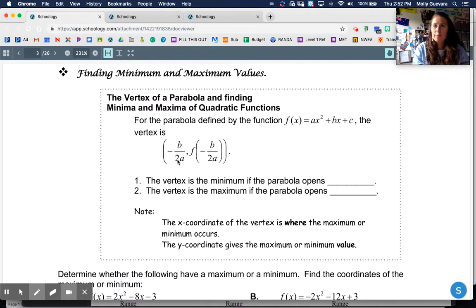Let's say I got 4. And I'm going to plug it into the equation. So that's all it's saying. My x-coordinate is negative b over 2a. My y-coordinate, I'm going to take that number and plug it into my equation.